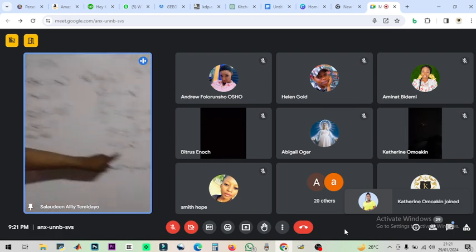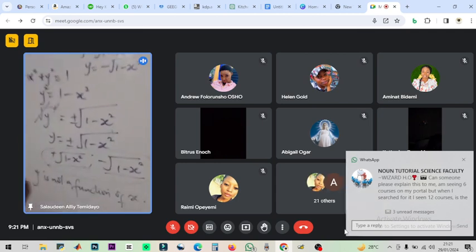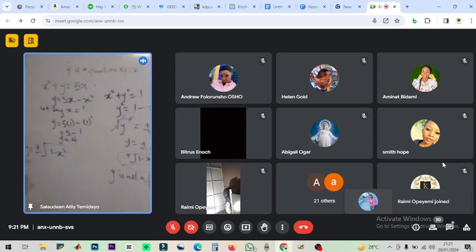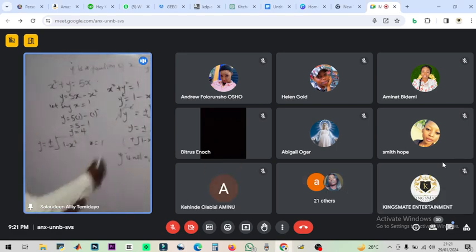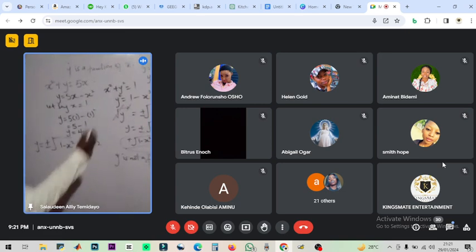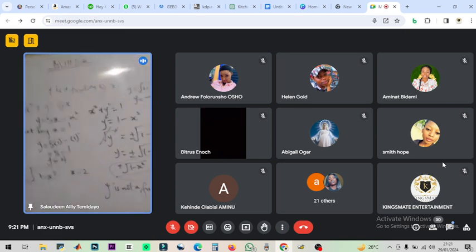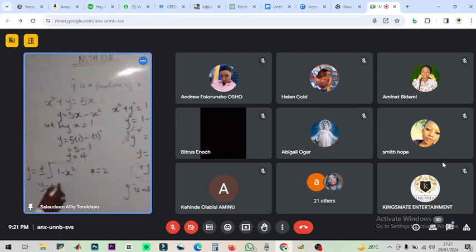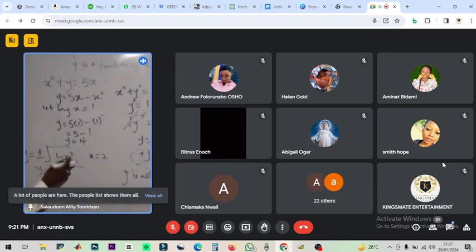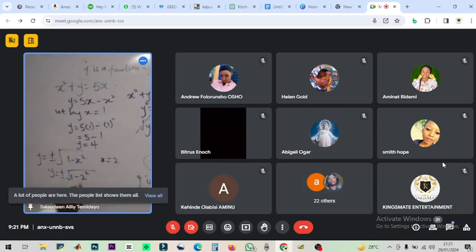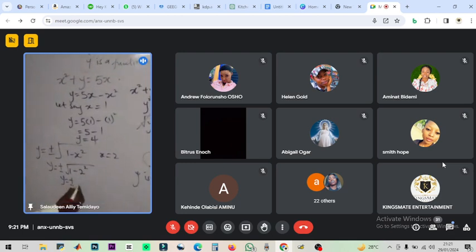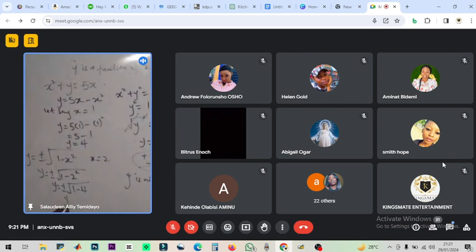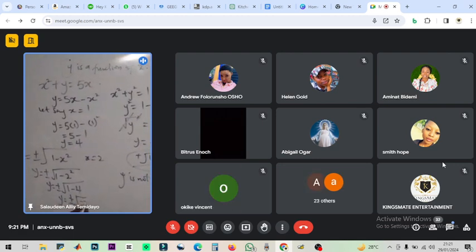But look at this one we did here. We said y equals plus or minus the square root of 1 minus x squared. Now let us see. Let's say x equals 2. So y equals plus or minus the square root of 1 minus 2 squared, which is 4. So y equals plus or minus the square root of minus 3.